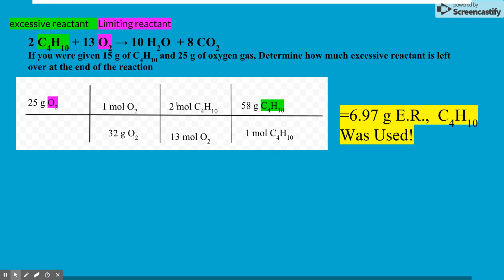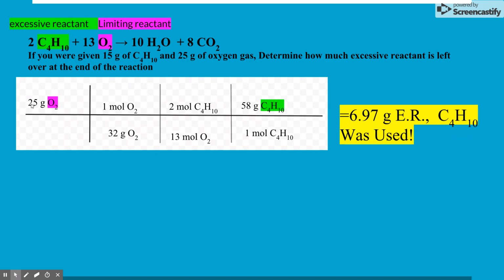My stoichiometry setup is going to the excessive reactant C4H10. The coefficient 2 is from the coefficient of the balanced chemical equation. The 13 on the oxygen comes from the coefficient of the balanced chemical equation. I want to know the mass of C4H10 that was used, so I'll place the formula mass of C4H10 here at the end and place it over 1 mole.